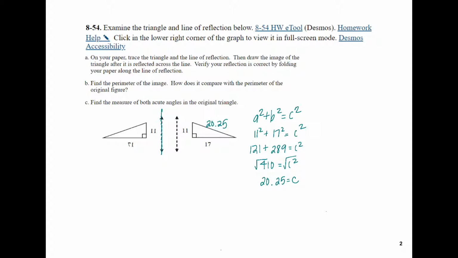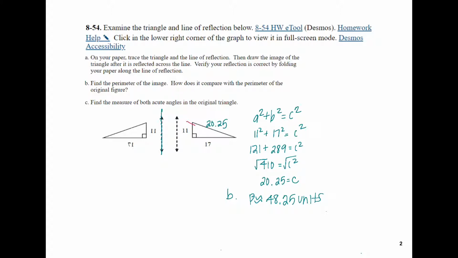So when we add up all of those sides, we would say that the perimeter is about, we use two squiggly lines, 48.25 units. It then asks us in letter C to find the measure of both of our acute angles.